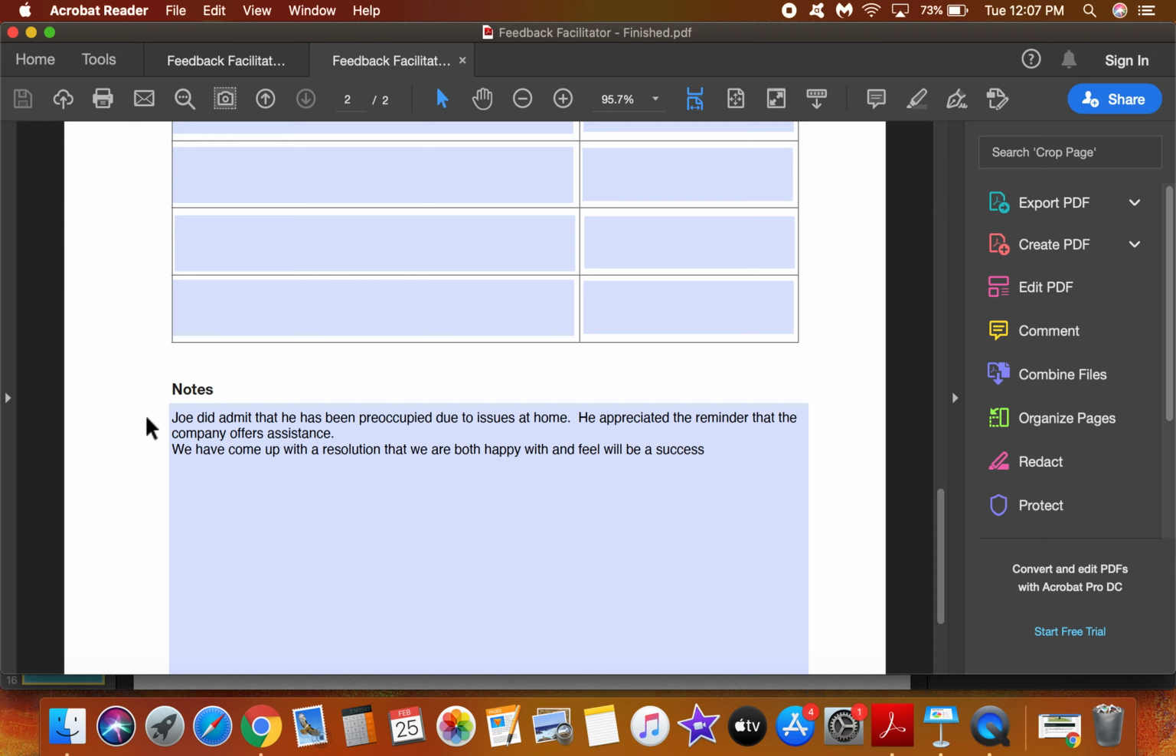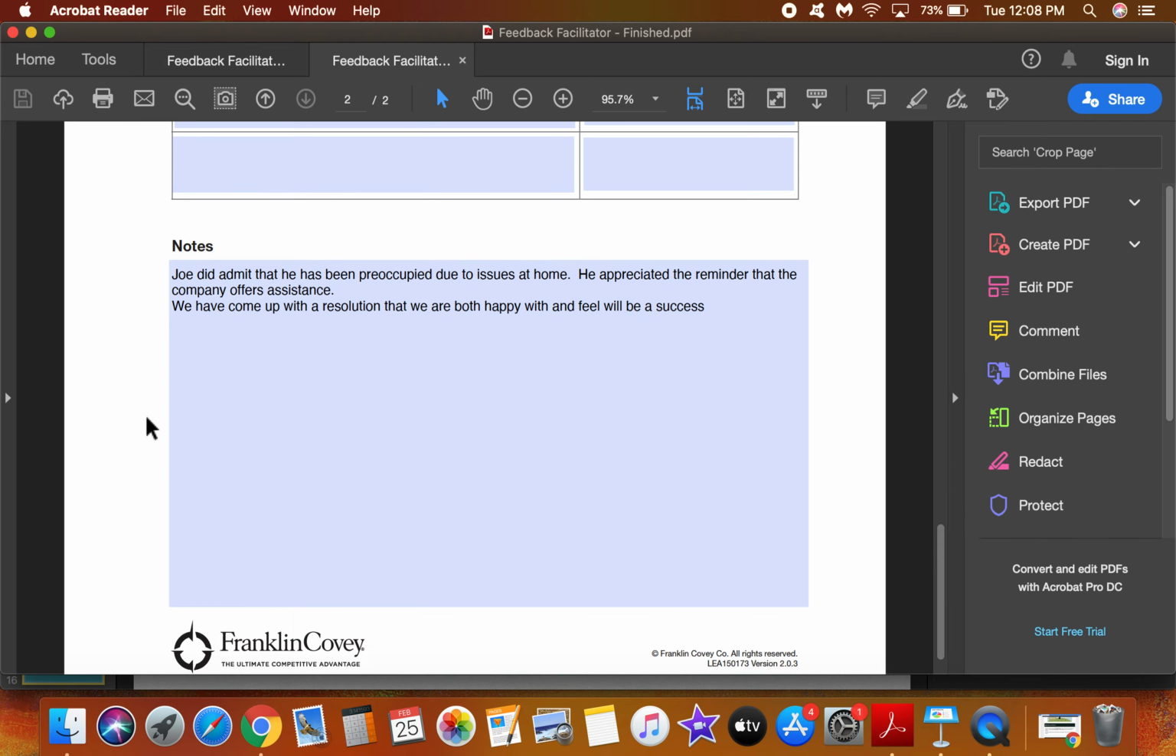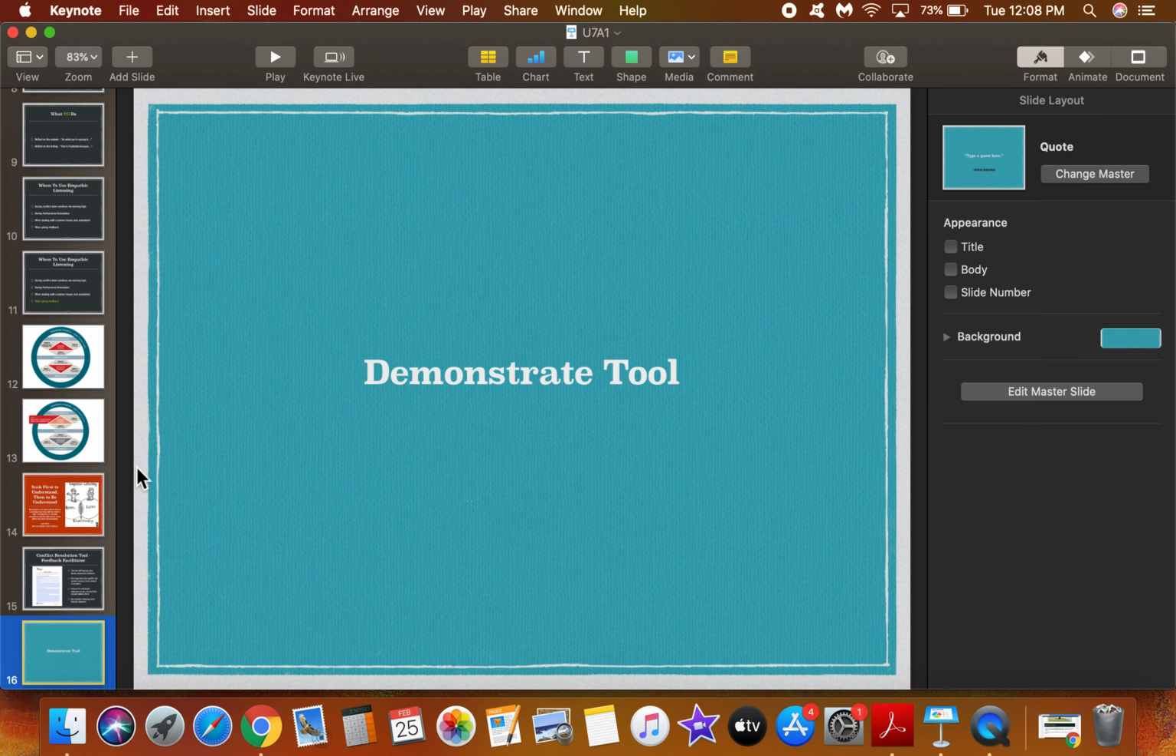So yes, Joe did admit that he'd been preoccupied due to issues at home. He really appreciated the fact that I gave him the pamphlet. I didn't probe, I didn't advise, but I've just given him that resource. And I think we've come up with a resolution that we were both happy with and we feel will be a success. So that is an example of how to use that feedback facilitator tool.